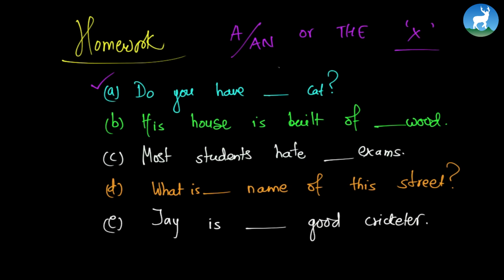So we have four choices. The first one is a, the second one is an, the third one is the, and the last one is no article. So these are 5 questions. Fill in the blanks. With this we have come to the end of today's class.